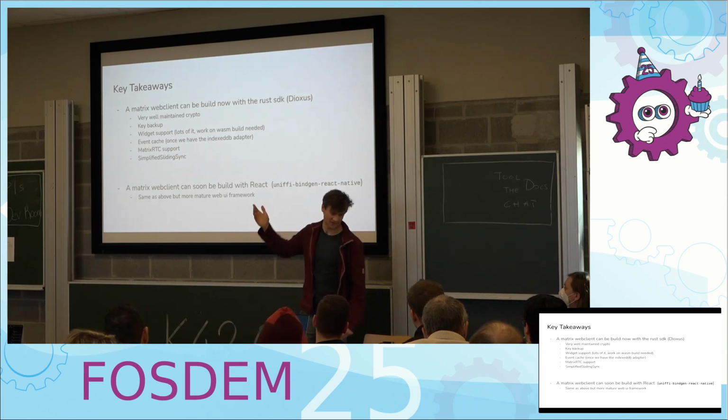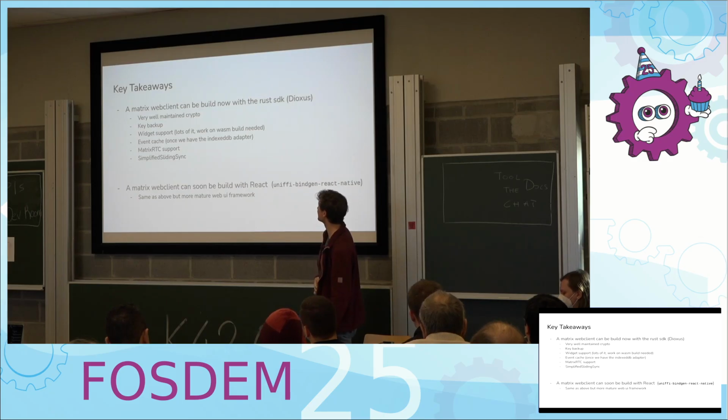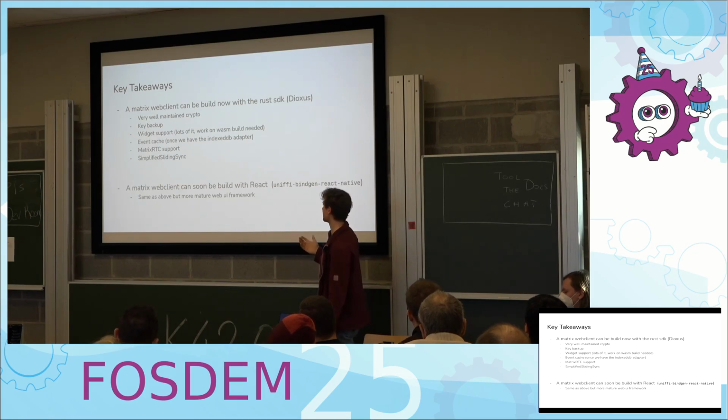So the key takeaways, do I even have time for the key takeaways? Guess that's fine. A Matrix web client can be built now with the Rust SDK using Dioxus, and maybe in a week, or I'm not even sure what the current publishing state of the uniffi is, also with TypeScript and JavaScript. And you get lots of benefits from it. It's a very well-maintained crypto, it has key backup, and we have even widget support because of the Element Call work. Lots of it, at least.